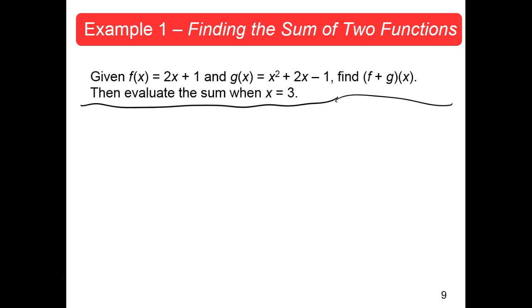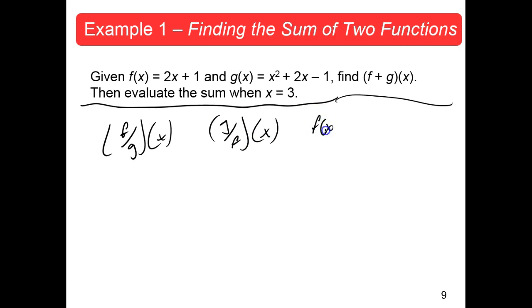What we're wanting to find is F divided by G of X and G divided by F of X. Okay. For these functions, when f of x is equal to the square root of x and g of x is equal to the square root of 4 minus x squared. Okay.